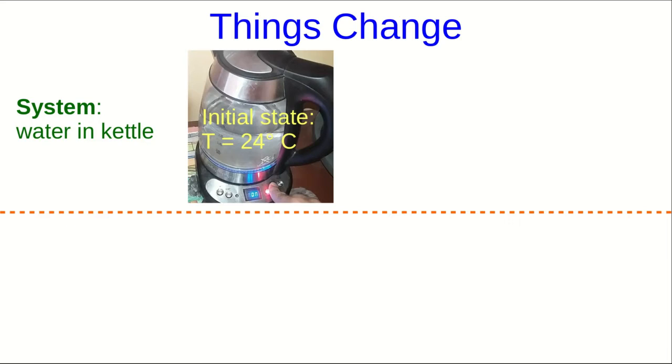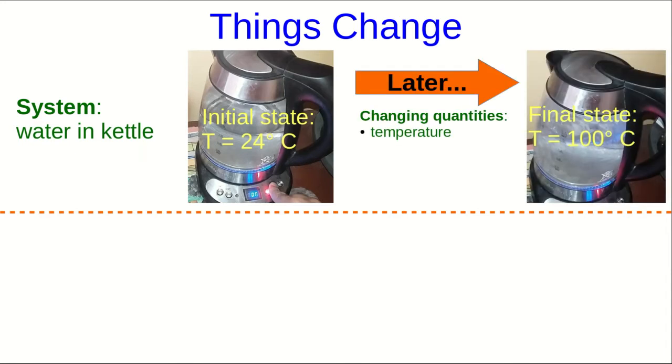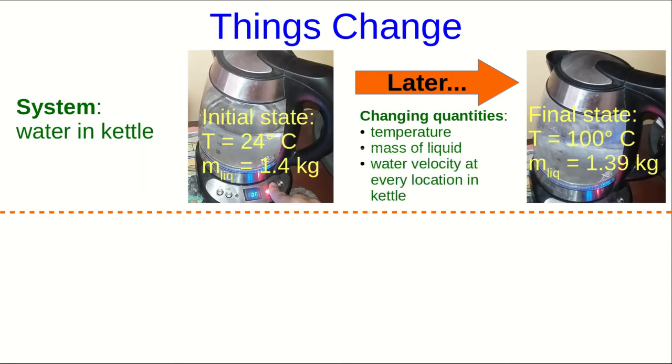So for example, this system starts at a temperature of 24 degrees Celsius, and later on it's at 100 degrees Celsius. So a quantity has changed. That's a change in the state of the system. But remember that the state is the set of all measurable quantities that describe the system. If we wait around long enough, we would start to notice that the amount of liquid water in the kettle decreases. That's another change in the state. Also, the water started out essentially stationary in the kettle, and later on it would have been moving once the kettle was at a rolling boil.